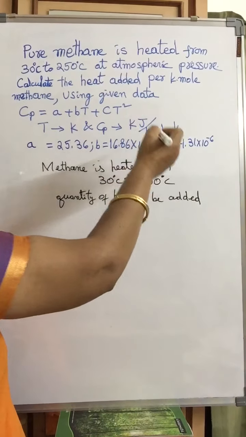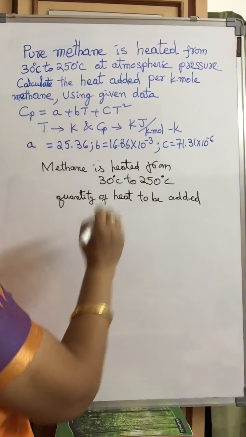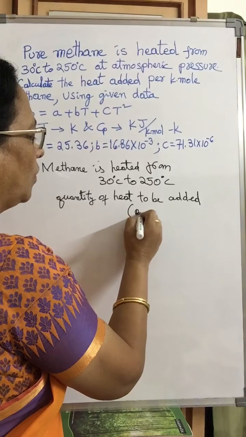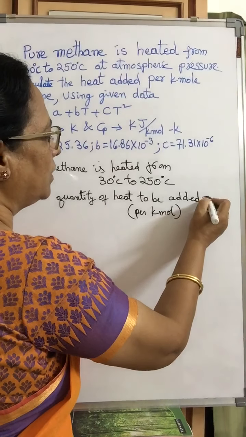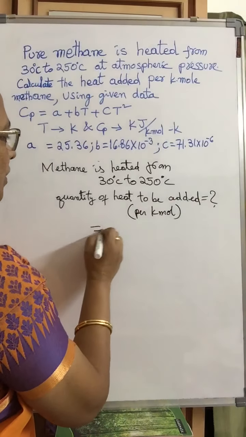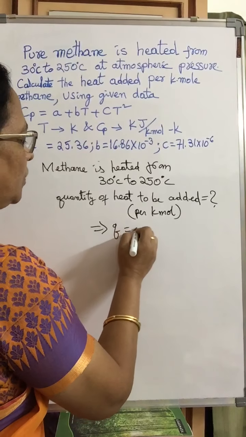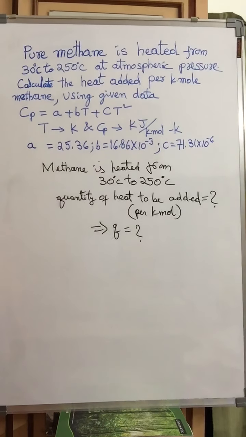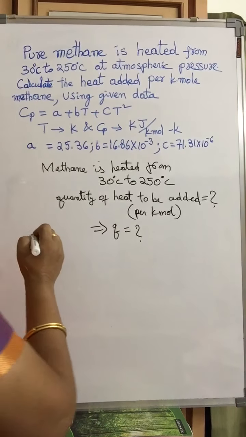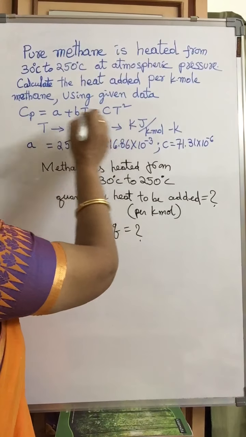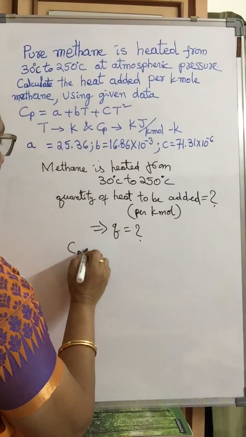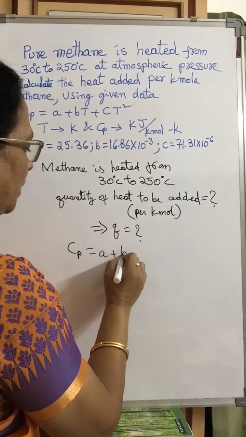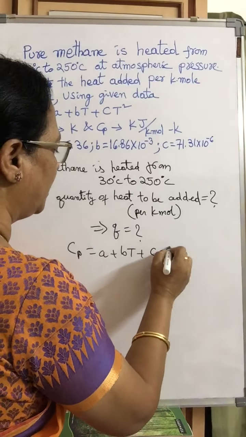Total mass or total moles are not given, so it is asked to calculate per kilomole. So Q is equal to how much? This is our question. Then what information is given? Cp data is given: Cp equals A plus Bt plus Ct square. Okay, this is what is given.